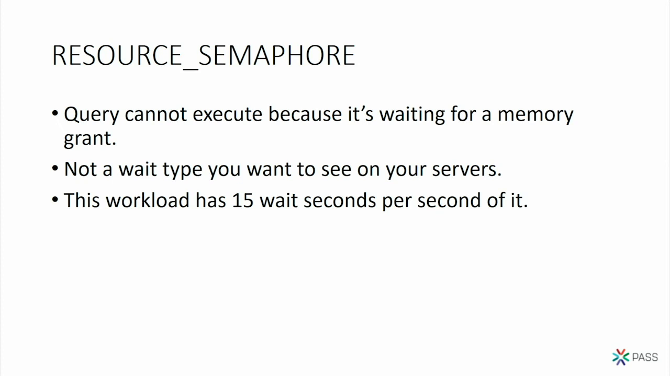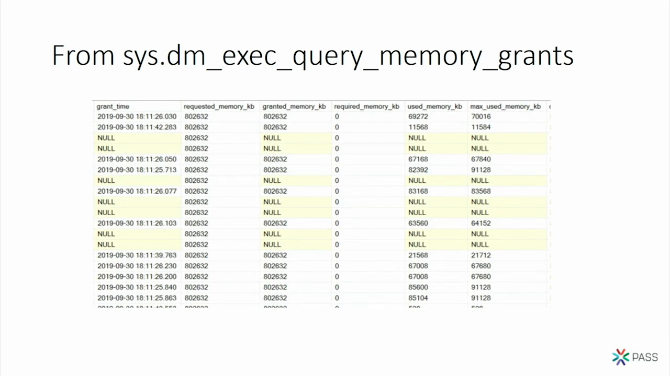So why is this happening? Query wants a memory grant. It can't get it. I hate seeing this wait. If you want my point of view, I suppose you do, because all of you came here. If you ever see this wait, you fix it. And you do the math on this, I get about 15 seconds of this wait per second. You can view this during the workload by checking out this DMV. All of the nulls are queries which could execute but can't because they're running out of memory grant.